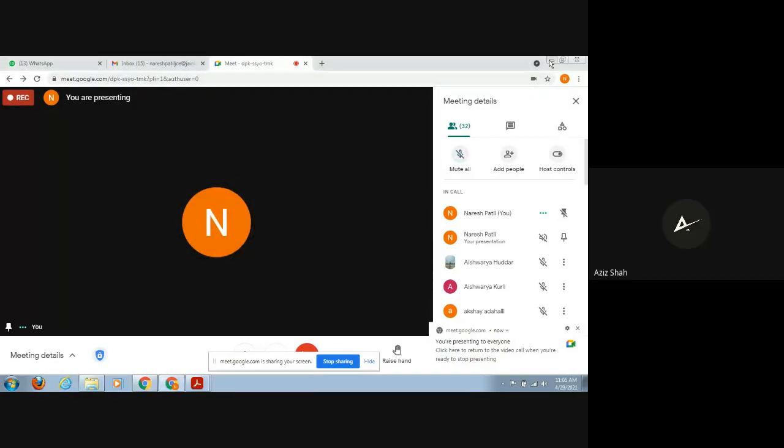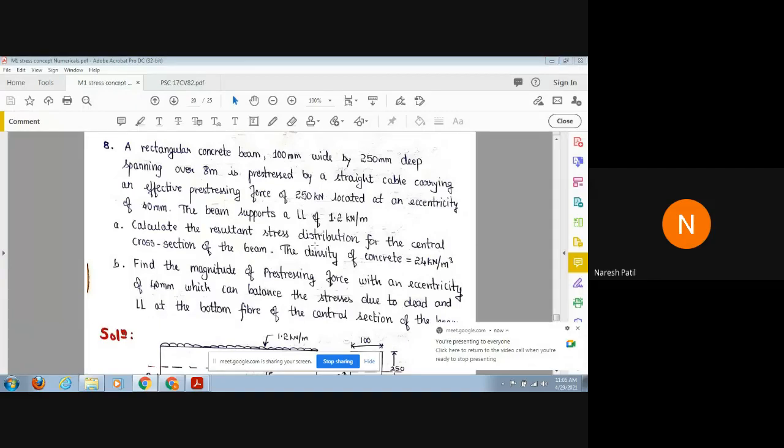Yes, sir. क्या दिख रहा है स्क्रीन पे? ये दिख रहा है क्या? A पीडीएफ फाइल दिख रहा है? A rectangle concrete beam 100 wide by 250 deep. Yes. Okay. चलो. Thank you.